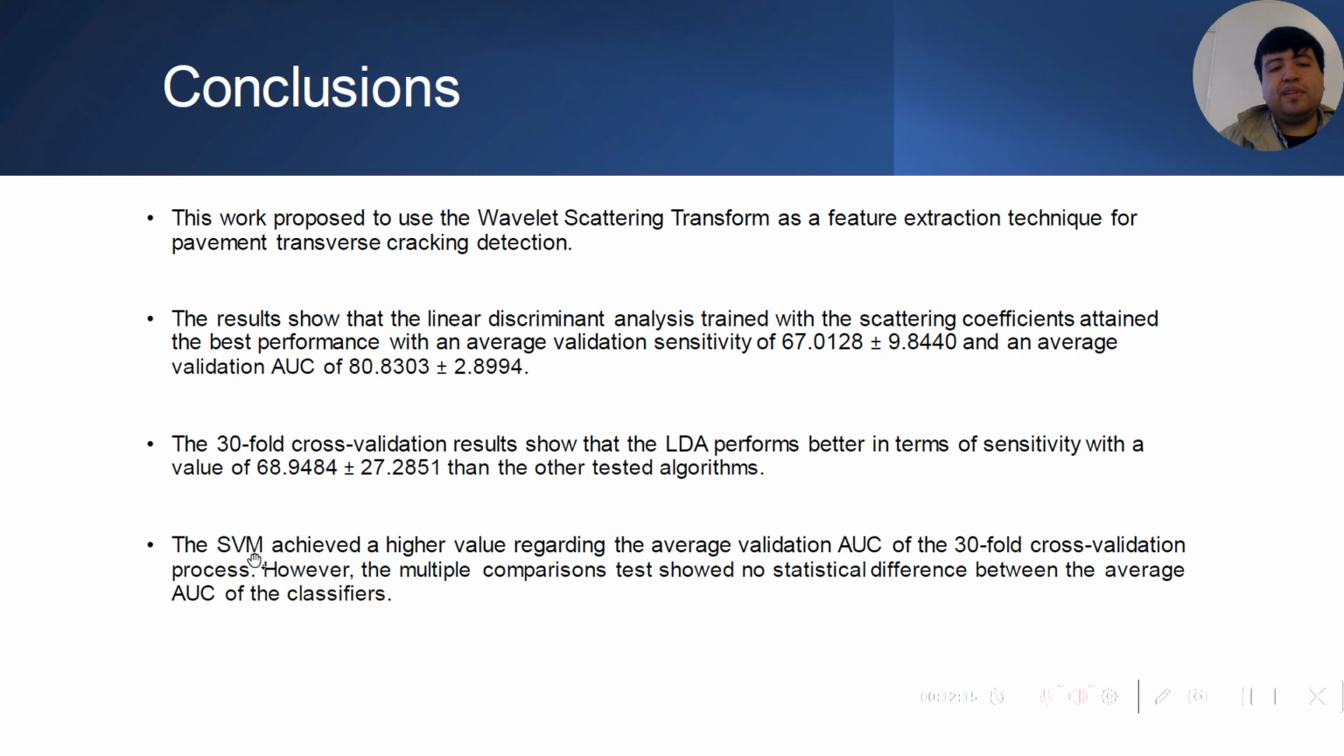And finally, the support vector machine achieved a higher value regarding the average validation AUC for the tenfold cross-validation process. However, the multiple comparisons test showed that there was no statistical difference between the average AUC of each of the classifiers when they were trained with the scattering transform coefficients.